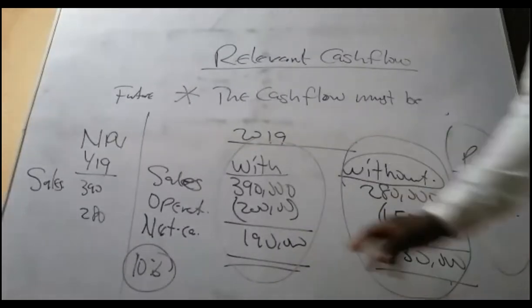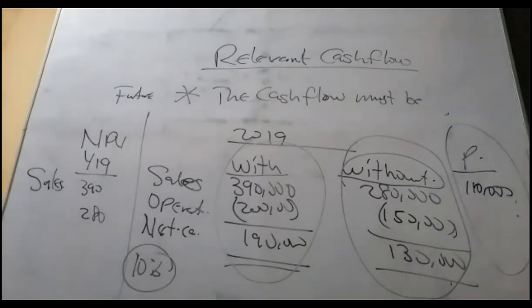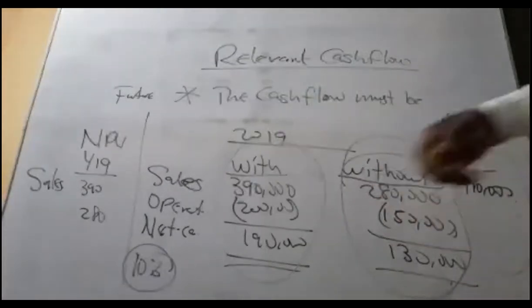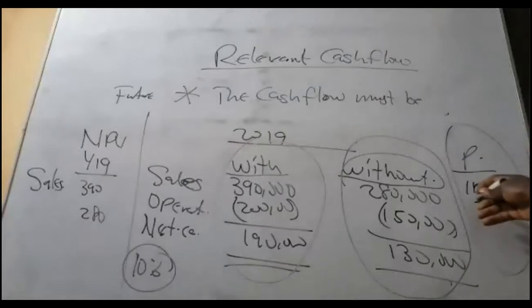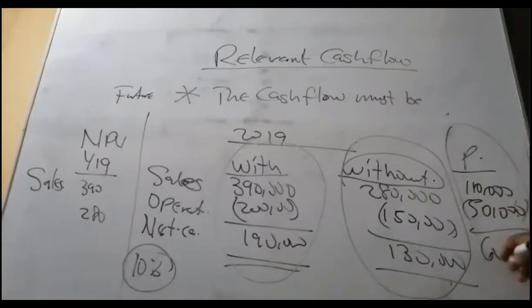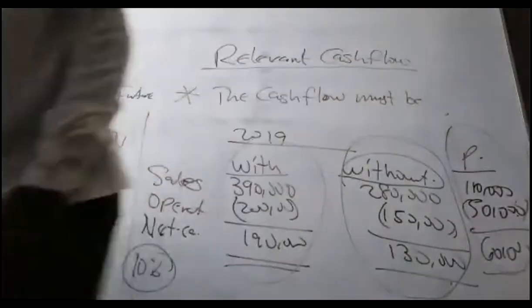So in short, this one is 60. And here to be 50,000. You take it off, you get 60. Then you find the present value on the 60. We are done. Good.